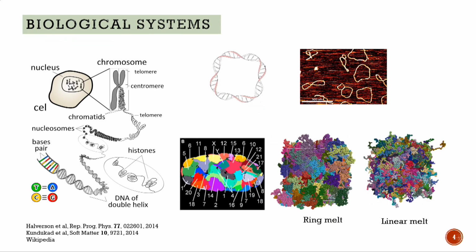In biological systems, ring polymers actually have a lot of applications. For example, plasmids, which are essentially ring DNAs, are very useful in biological systems, and understanding their structure and dynamics is critical.